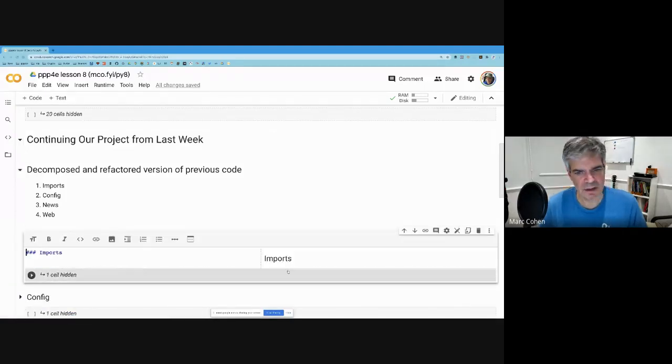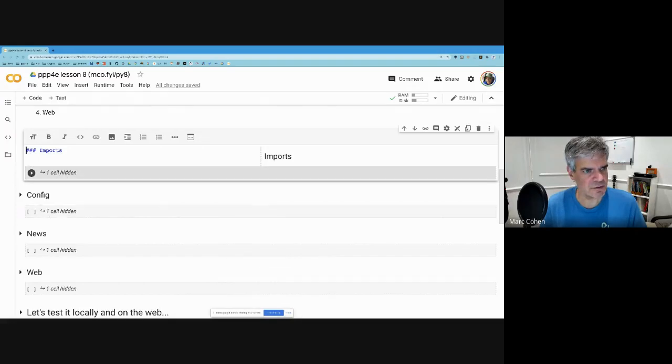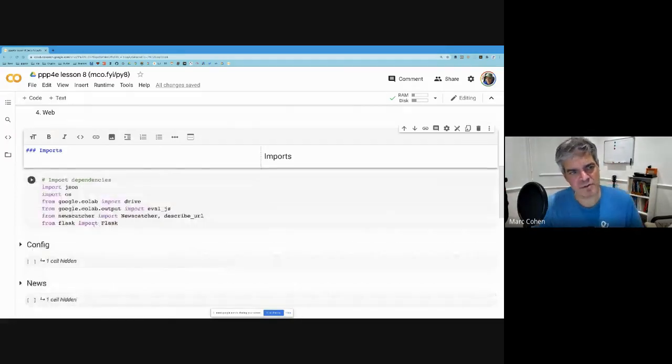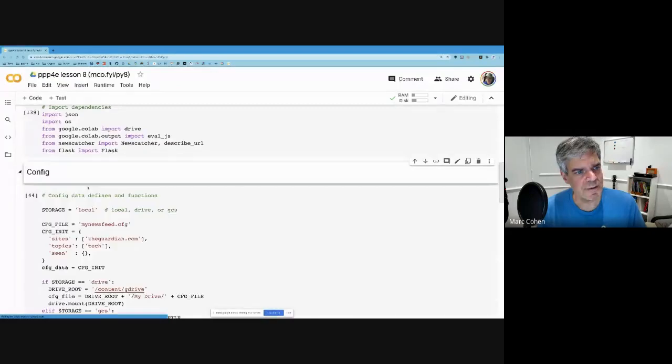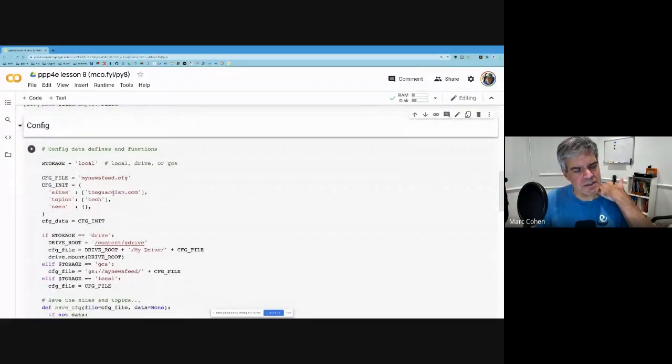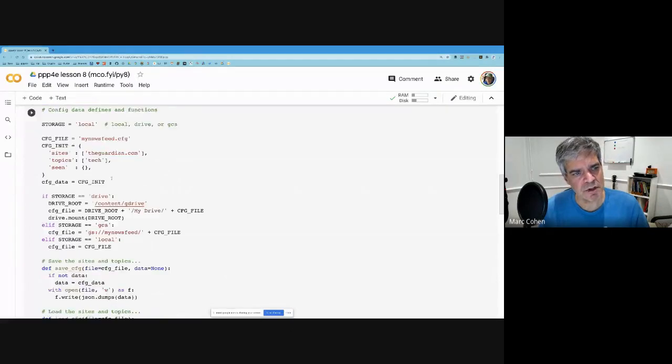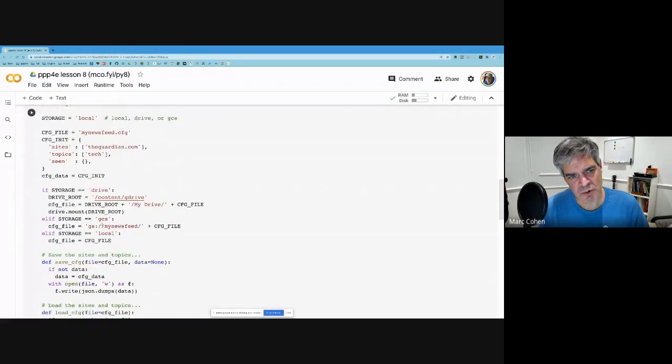So the imports are actually pretty straightforward, and we'll actually split those up across the other modules at some point. But let's just run that now. That's just importing all our dependencies. Now the configuration piece, I've generalized a little bit. So this is pretty much what you saw last week with one exception. I've made the storage engine more general. So we can store files in the local file tree, or in Google Drive, or eventually in Google Cloud Storage.